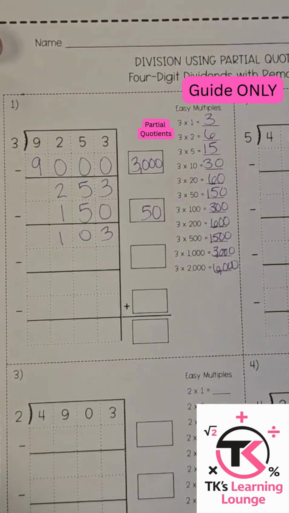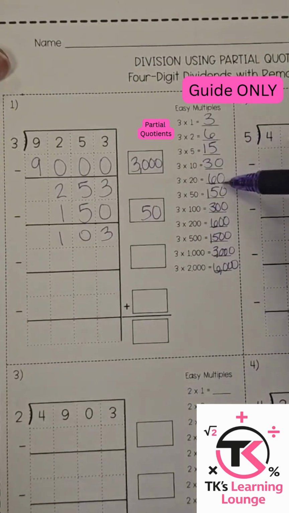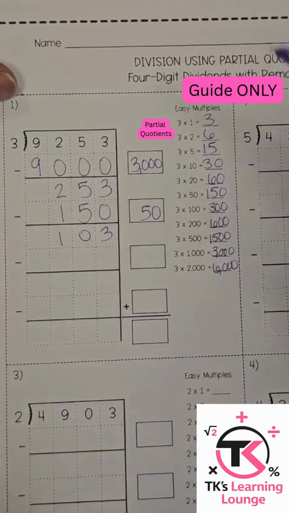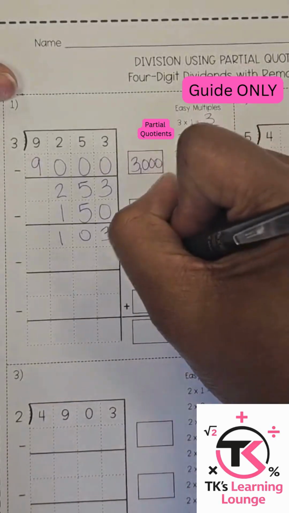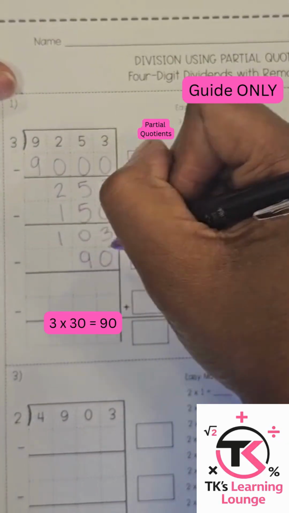And so again, I'm just going to continue to repeat the process. So now I'm looking at 3 times what number is going to get me close to 103 without going over. So I'm looking at my easy multiples. I see that I can get 60, but that's still a little ways away. So again, what I know about my multiples is 3 times 2 is 6, but then 3 times 3 would give me 9. So I'm thinking 3 times 30. So 30 goes here. 3 times 30 equals 90.